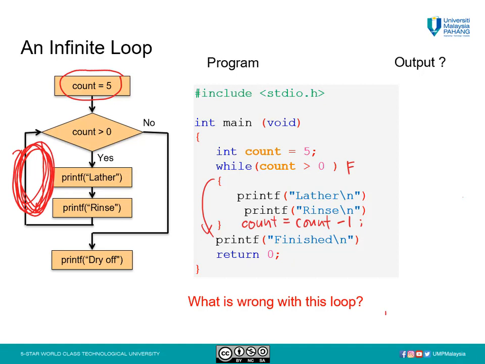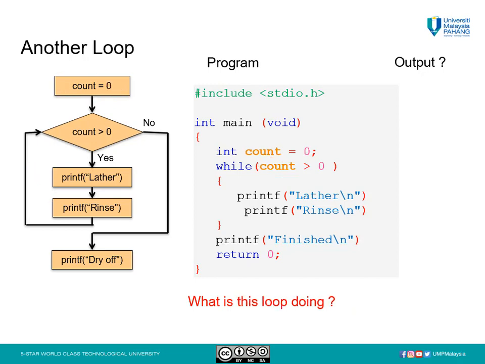This example is an infinite loop because we are not affecting the iteration variable, which is the count. Here we have another version of loop, where it just skips the body of the while loop, because the condition here is false. Count equal to 0, and we ask if count is larger than 0, so it will not run these two statements. Basically it functions like an if statement.